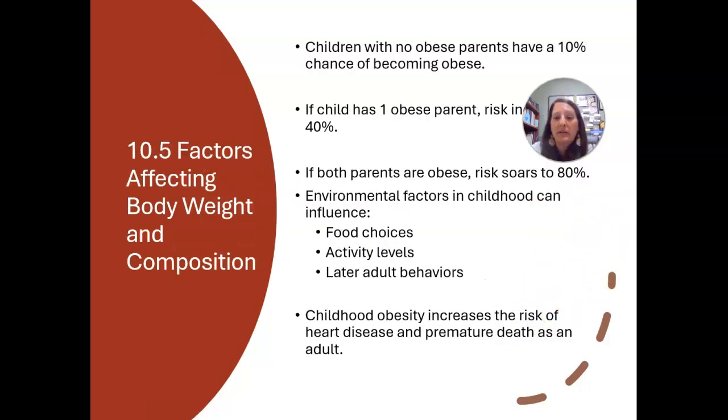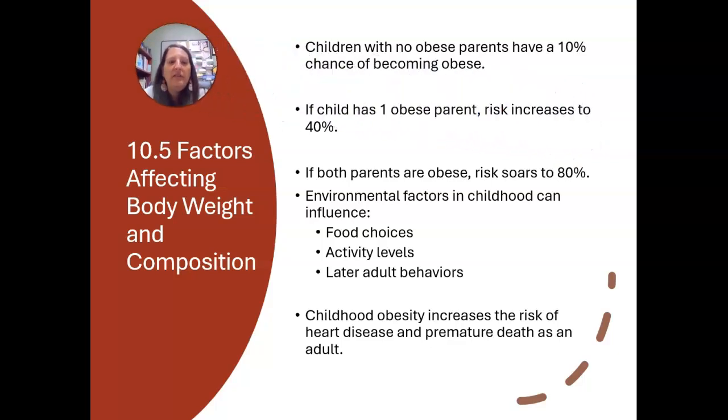Okay, so the next part of the chapter, part 5, these are factors affecting body weight and body composition. And so just some stats to open with. Children that do not have either parent obese have a 10% chance of becoming obese. But if a child has one obese parent, that risk goes up to 40%. And if both parents are obese, the risk goes up to 80%. Okay?